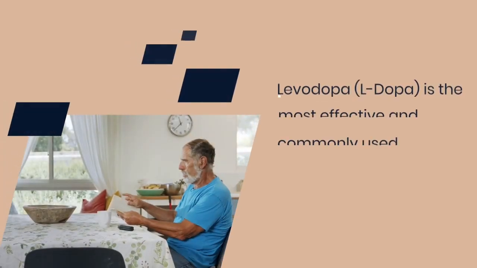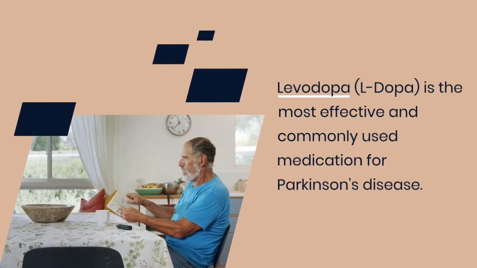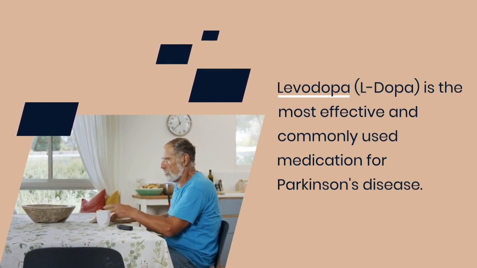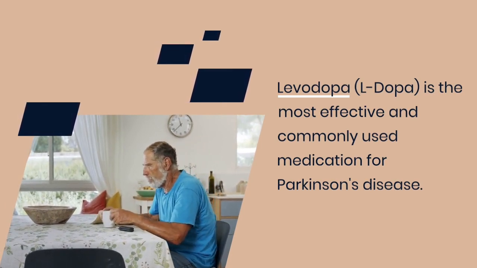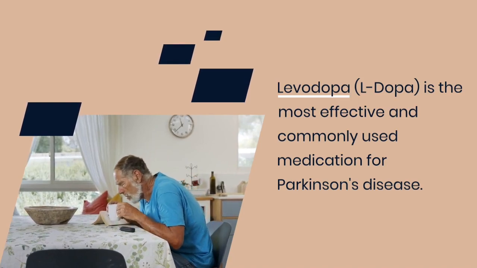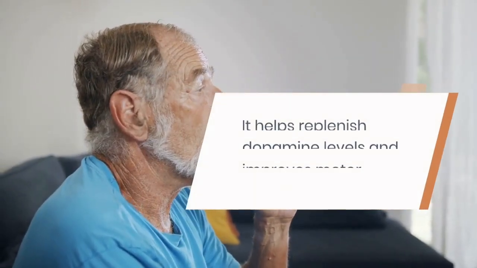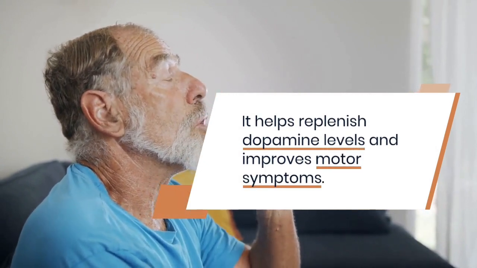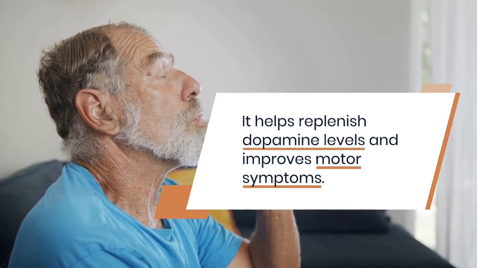3. Monoamine oxidase B (MAO-B) inhibitors. MAO-B is an enzyme that breaks down dopamine in the brain. MAO-B inhibitors prevent the breakdown of dopamine and increase its availability. They are often used as adjunctive therapy to levodopa. Commonly prescribed MAO-B inhibitors include selegiline and rasagiline.